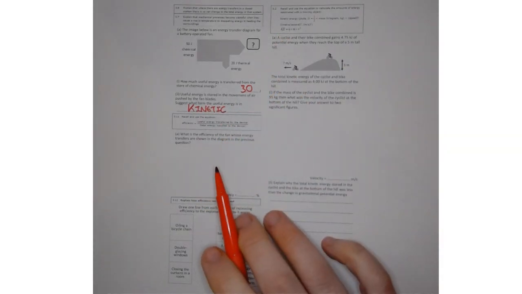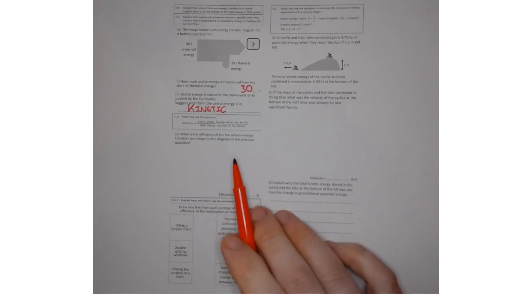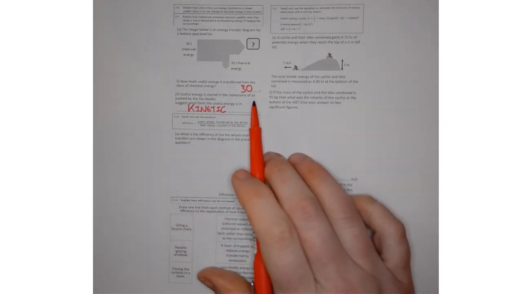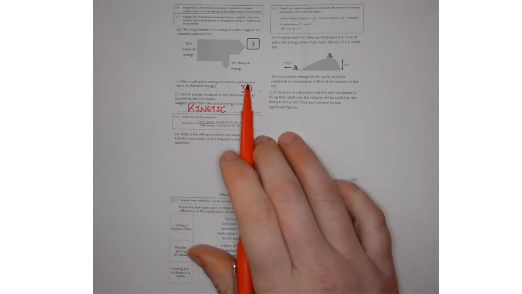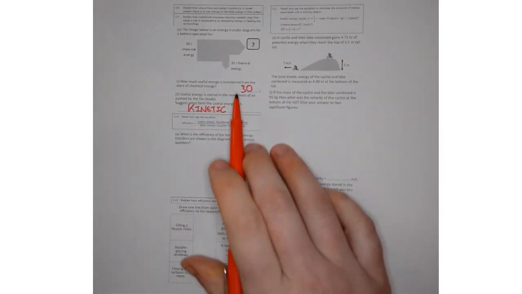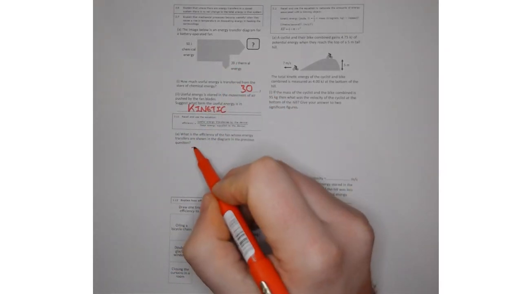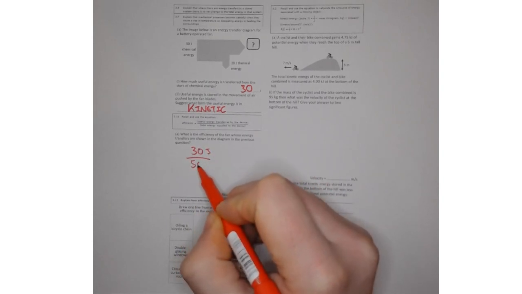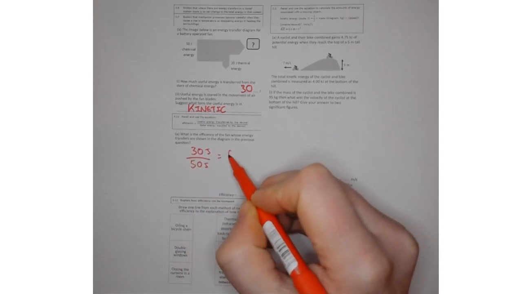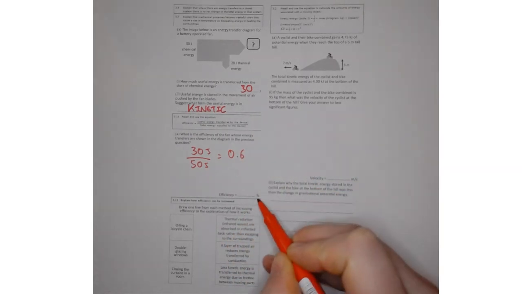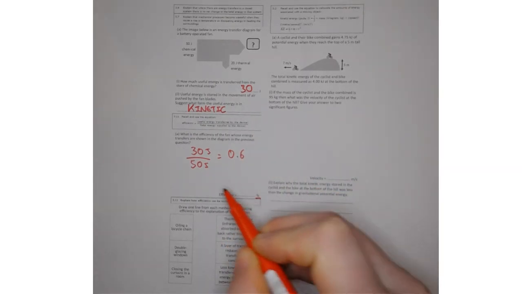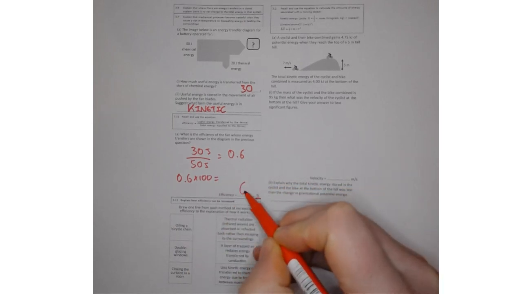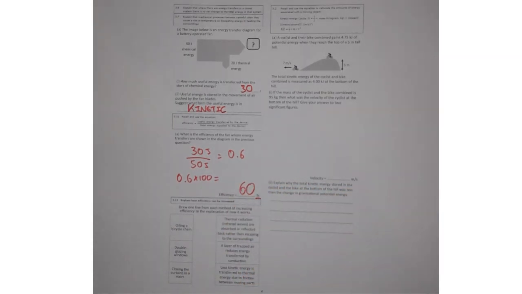Efficiency is a ratio of the useful energy compared with the input energy. Using our answer from before, because this is all related to this same fan, 30 joules was our useful energy out of the 50 that we put in. That is a ratio of 0.6, but we want our answer as a percentage. So what we're going to do is multiply that by 100 to give an answer of 60%.